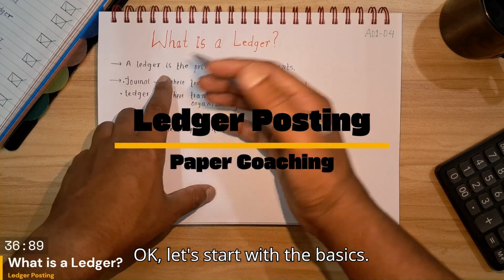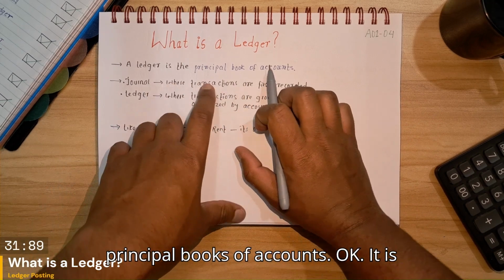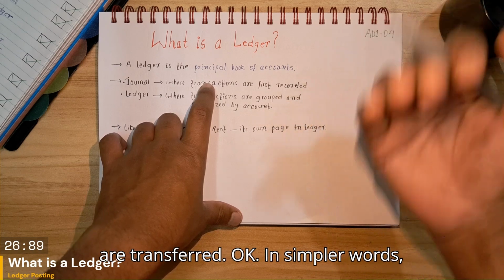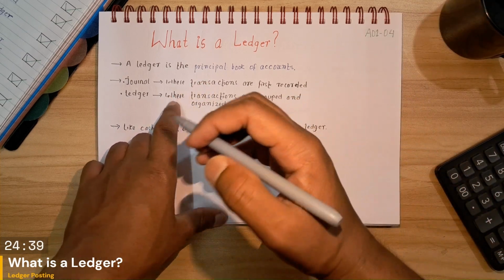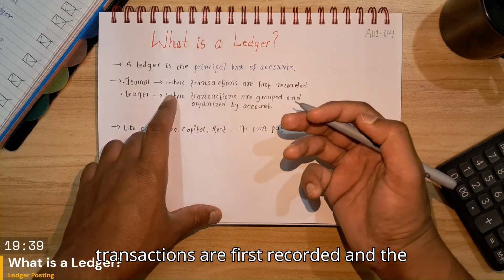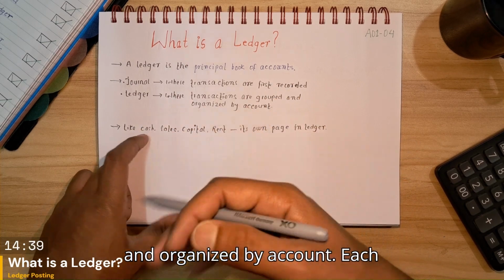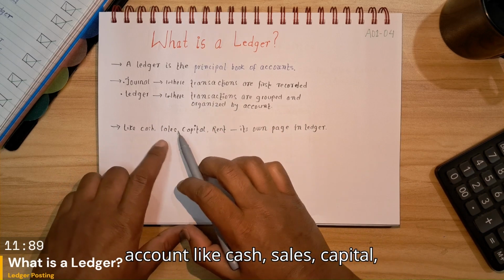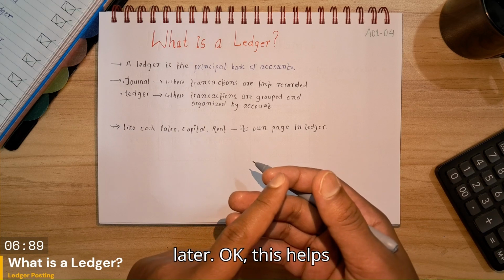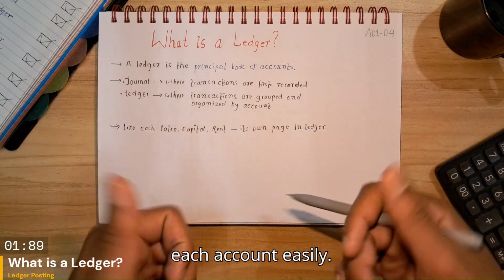Let's start with the basics. What is a ledger? A ledger is the principal book of accounts. It is where all transactions from the journal are transferred. In simpler words, the journal is where transactions are first recorded, and the ledger is where transactions are grouped and organized by account. Each account, like cash, sales, capital, rent, gets its own page in the ledger. This helps in tracking the individual balance of each account easily.